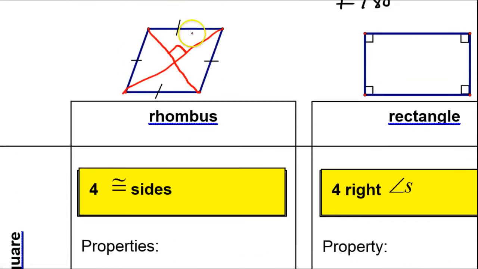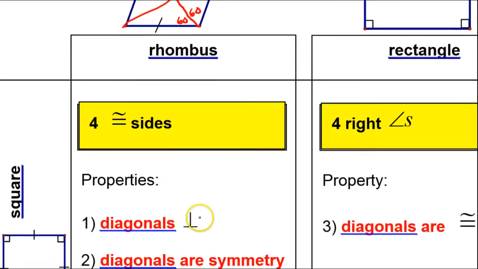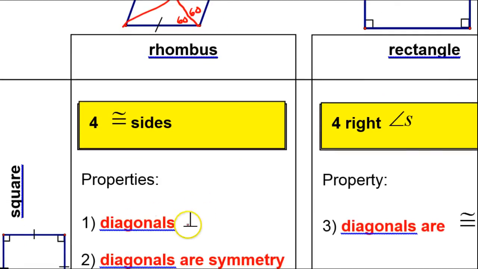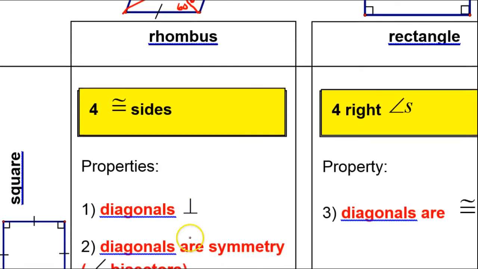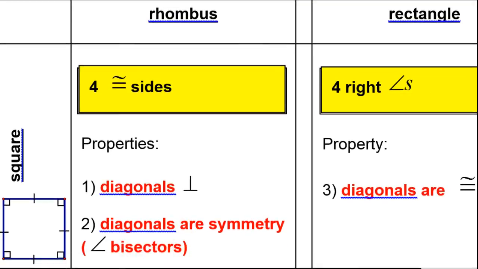That means if this was, say, 30 degrees, then this would be 30 degrees, for example. If this was 60 degrees, then this would be 60 degrees. So the diagonals are angle bisectors. Okay? So those are two properties for a rhombus. Again, the diagonals are perpendicular and they are angle bisectors.